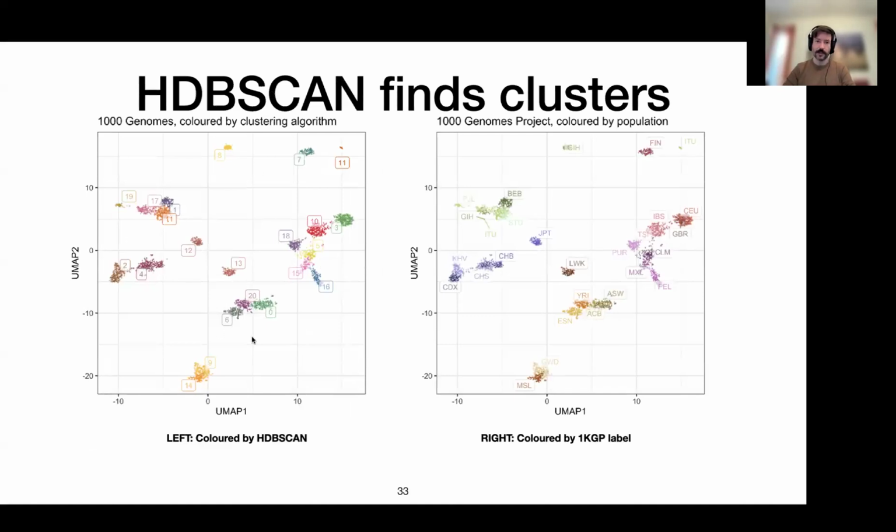And on the left, this is what we get when we color the 1,000 Genomes Project data by HDBSCAN labels, so the cluster labels, versus on the right where we color them in by 1,000 Genomes labels. So, we found our population labels. Hurrah, we can compare and see what the concordance between these two is. And you can see visually they're quite similar.